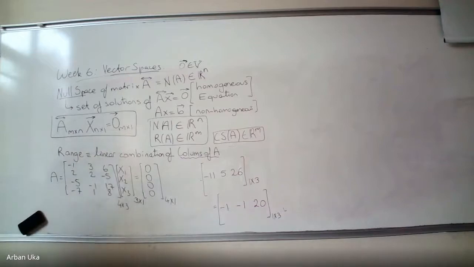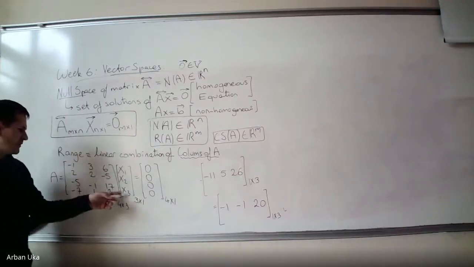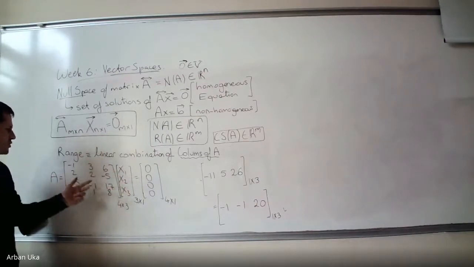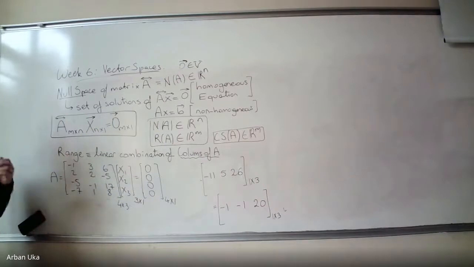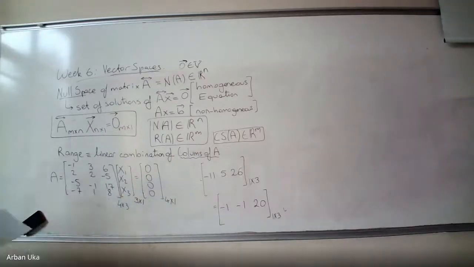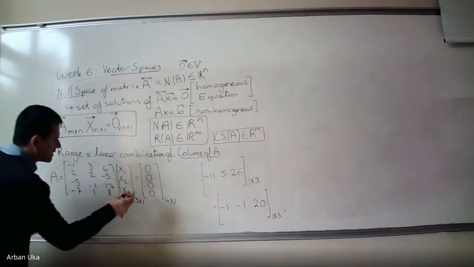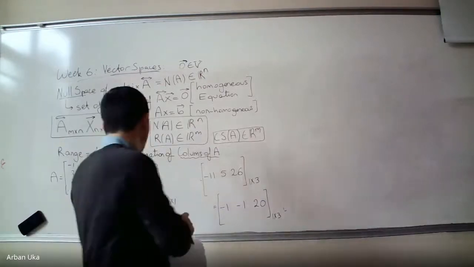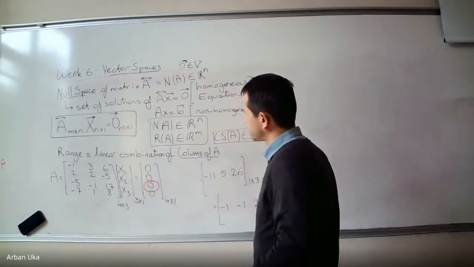Now, if this is the homogeneous equation, and we want to find a triplet of values x1, x2, and x3 so that this is satisfied, how can we get this 0? Can somebody help me here? How do I get this 0?